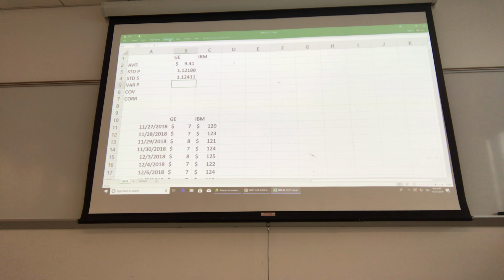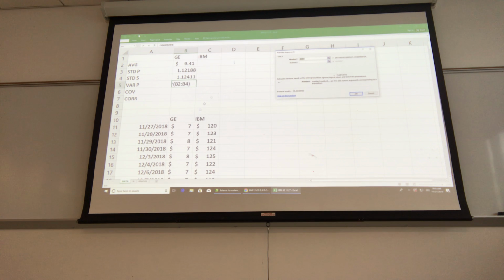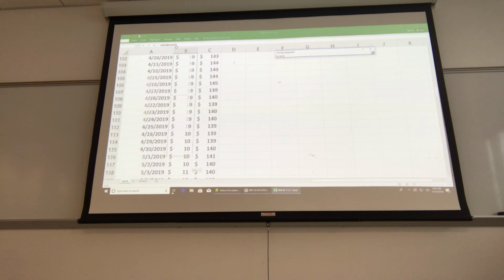Then I want to put the information about the variance. For this case, I'll use just the variance of the population. I'll take it and I'll have it.